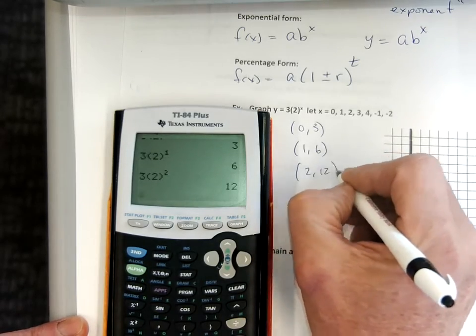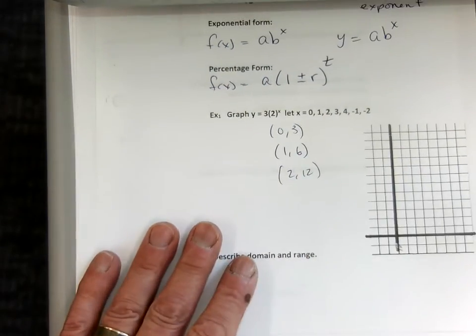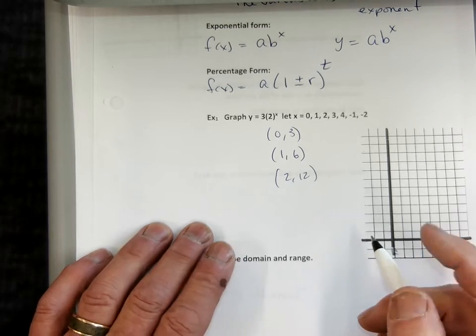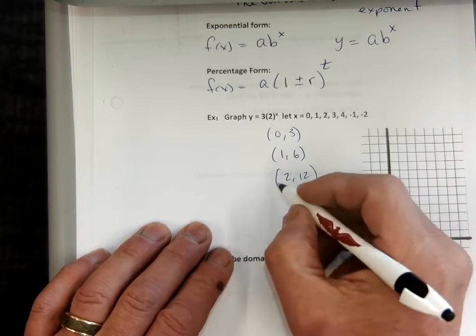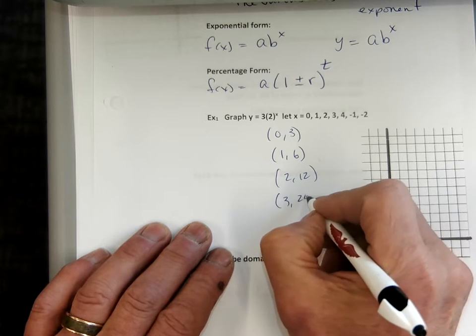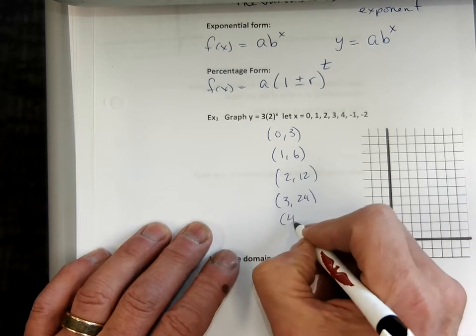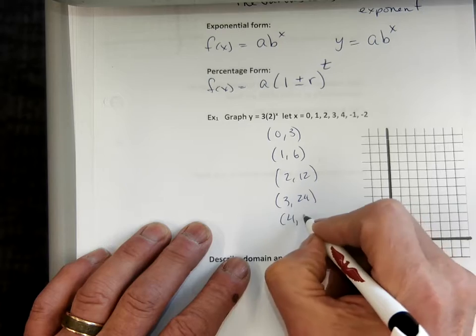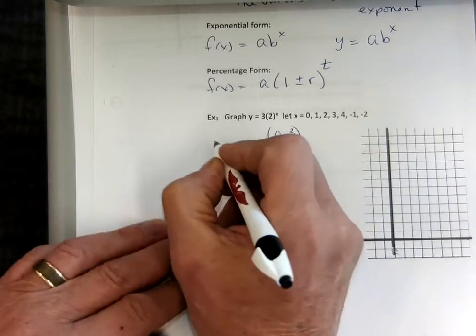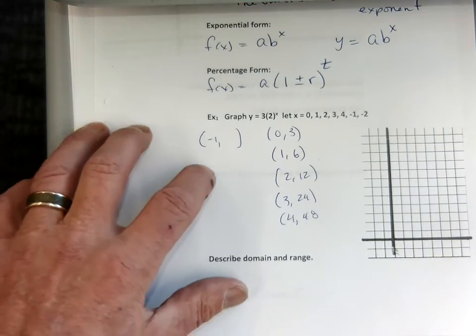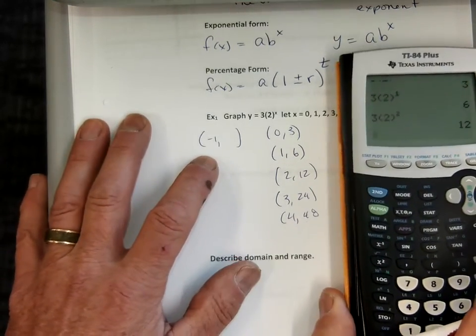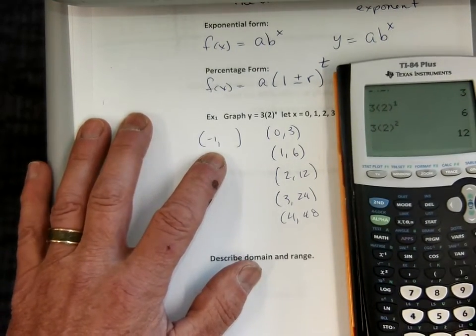But I kind of know the pattern, don't you? I don't need my calculator anymore. What do you guys think the pattern is? I'm doubling because my base is 2 anyway, right? So if I plug in 3, I'll get 24. If I plug in 4, I'll get 48, right? Now what about negative 1? I don't know. Let's see. What do you think it is? 1.5. Let's check it out.